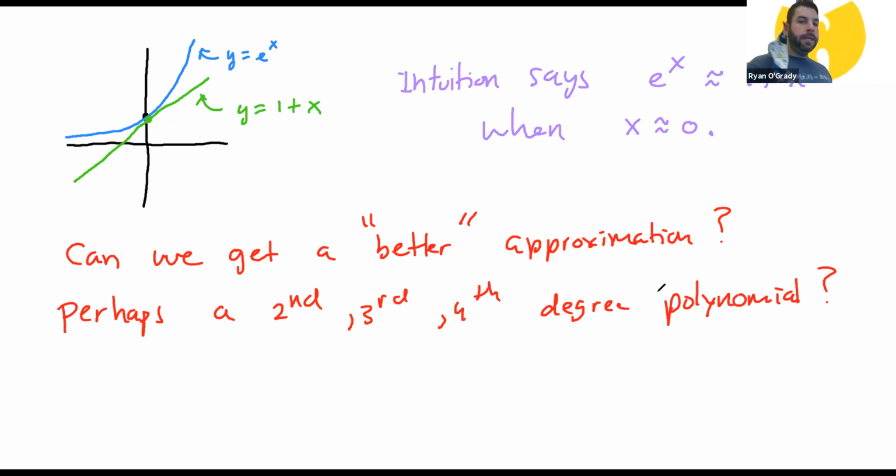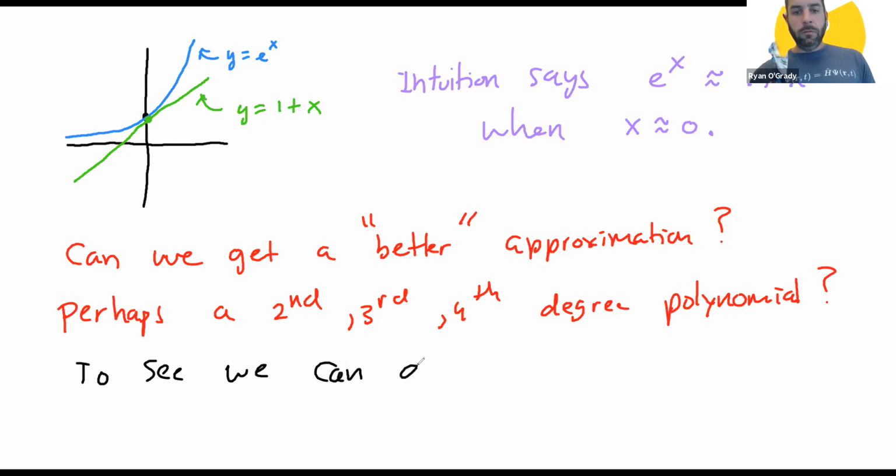So think about it. What makes this approximation say not better? Well, this is a line. So what we're asking is, is there perhaps a second degree polynomial which would have more curve, or a third degree that's a better approximation? And it turns out you can. To see that we can do this, let's pretend it exists.